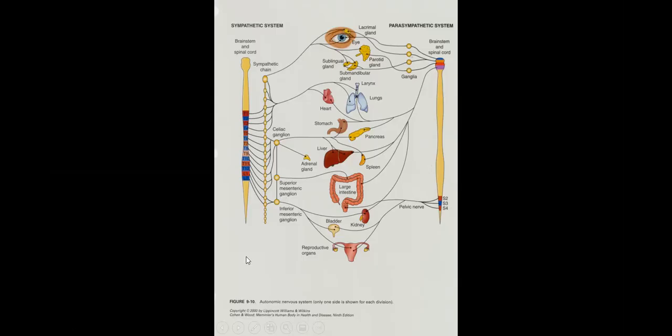Reproductive system. It's part of the reproductive system. What is this organ right here called? What is this? The uterus. So which nervous system causes the uterus to contract?